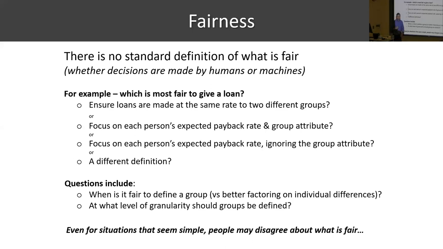The third one is, well, just because I'm from Ohio, it shouldn't give me a better or worse advantage. So we're going to go on expected repayment rates, but ignore where you're from, Ohio versus New York, and other attributes that are typically used to introduce bias. So these are three definitions of fair.